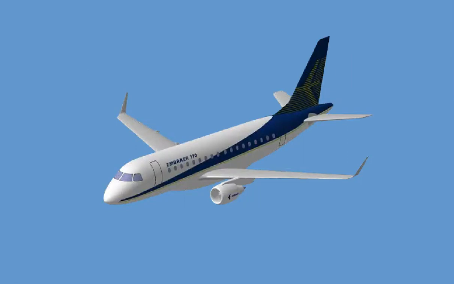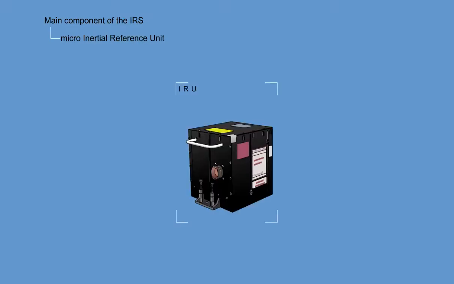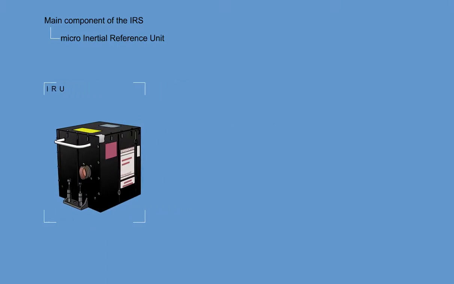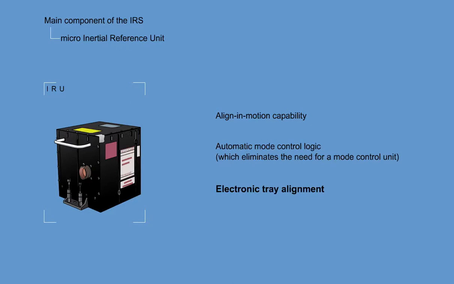Inertial Reference System, IRS. The IRS provides the pilots with accurate and dependable attitude, heading, and position information to aid in navigation. The main component of the IRS is the Micro Inertial Reference Unit, IRU. The Micro IRU differs from previous generations of IRUs mainly due to the addition of the following features: a line-in-motion capability, automatic mode control logic, which eliminates the need for a mode control unit, and electronic tray alignment.